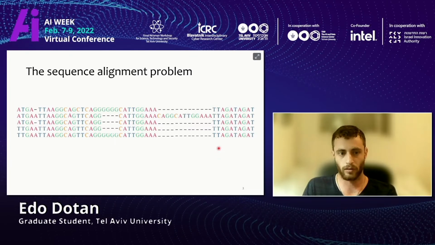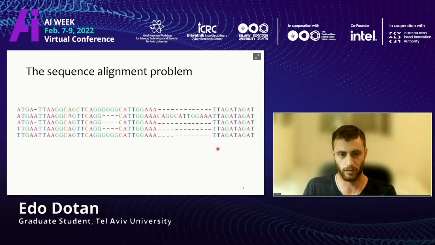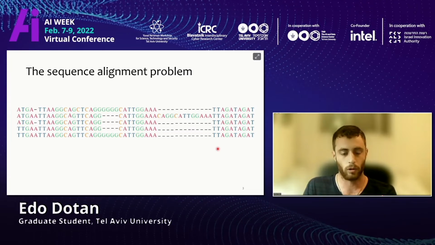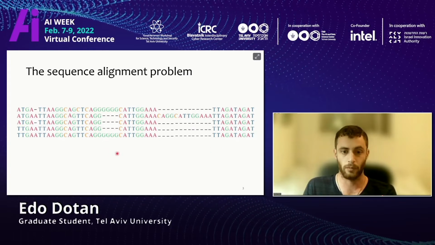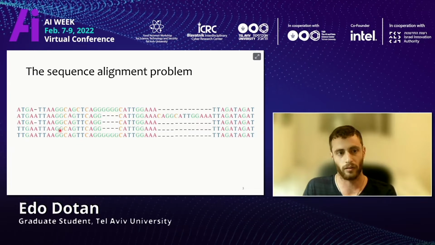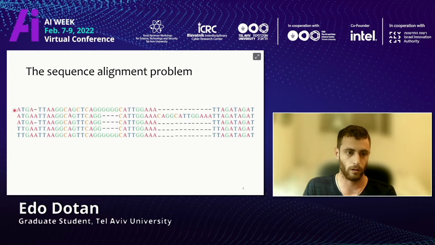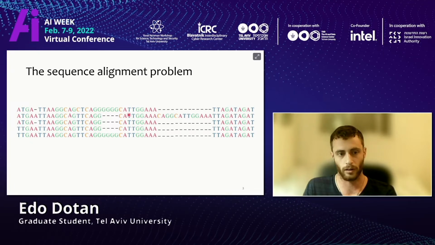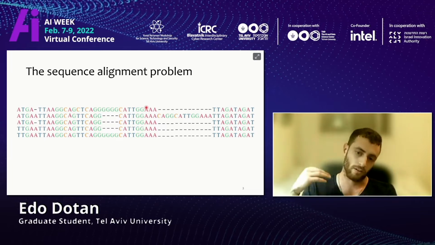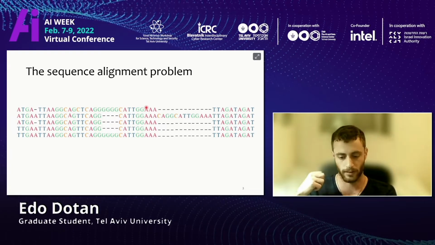So in the previous slide, we saw an example of 2 input sequences, but of course we can generalize the problem to many input sequences, as you can see here. Here we see 5 input sequences. We have a substitution example here, and we have an indel as well. As we increase the number of sequences, the problem becomes much more complex.